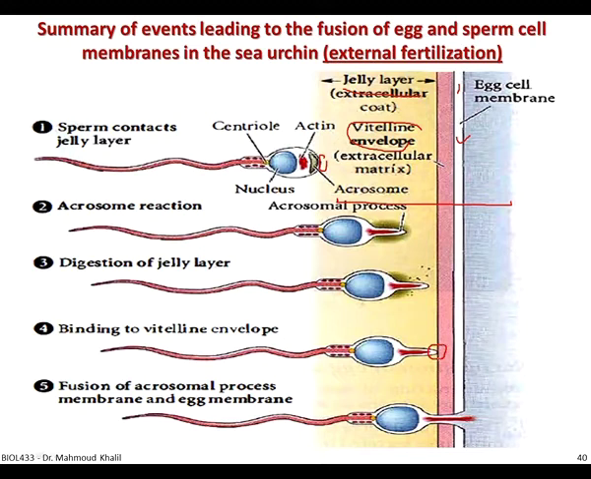with the vitelline envelope. Soon after binding, you can see that there is a fusion between the cell membrane of the acrosomal process, which is actually the covering of the sperm, and the cell membrane of the egg. You can see here. And now it's ready to internalize the nucleus to the inside of the egg cell membrane, to the inside of the egg.